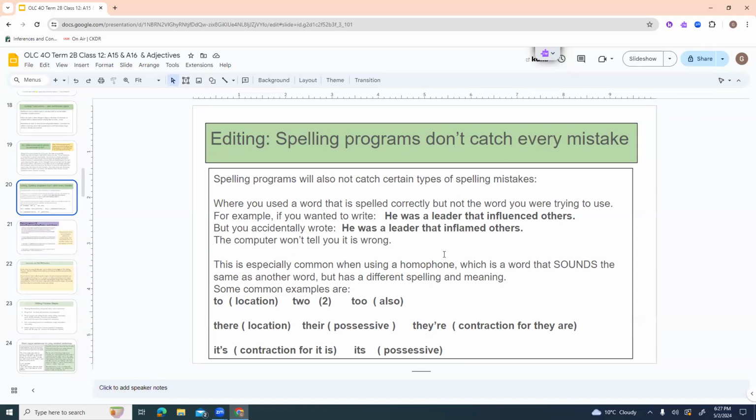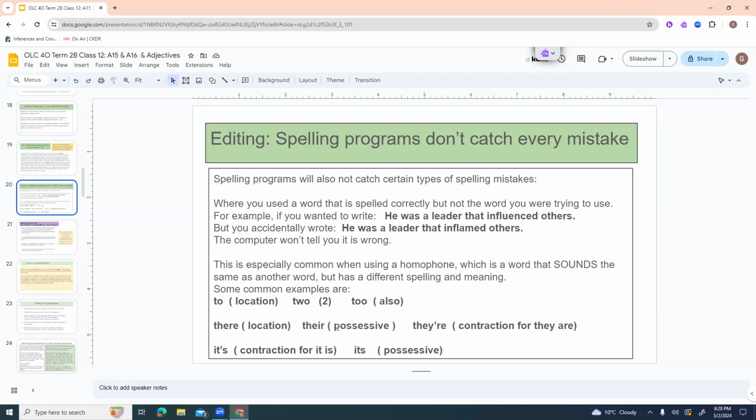And that comes up again when you're using homophones. Homophones are words that sound the same as another word, but they have a different spelling or meaning. And the same thing, that's why it might not be right for that sentence, but it's spelled correctly. The three biggest problem combinations that we have are to, too, two; there, their, they're; and its, it's. So "to" with one O means the location, "two" with the W means the number, and "too" with two O's means also.